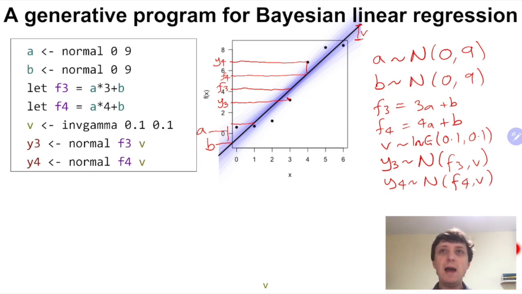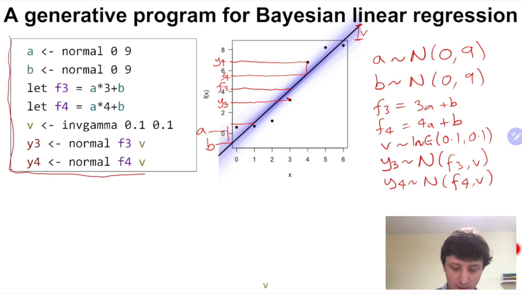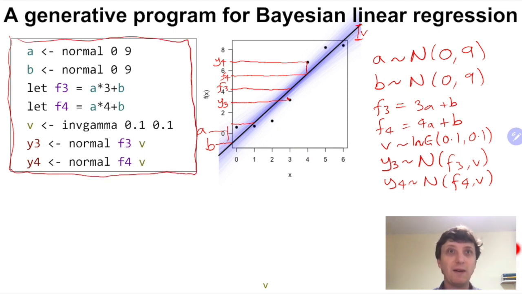Okay, so on the right hand side then I've got a traditional statistical model. On the left hand side over here in this box I've got a probabilistic program, and you can see it looks extremely similar to the model, except it's written in a very clear programmatic syntax. So just exactly the same. I've got the normal distributions, I've got f3 and f4, my variance, and I'm observing my y3 and y4.